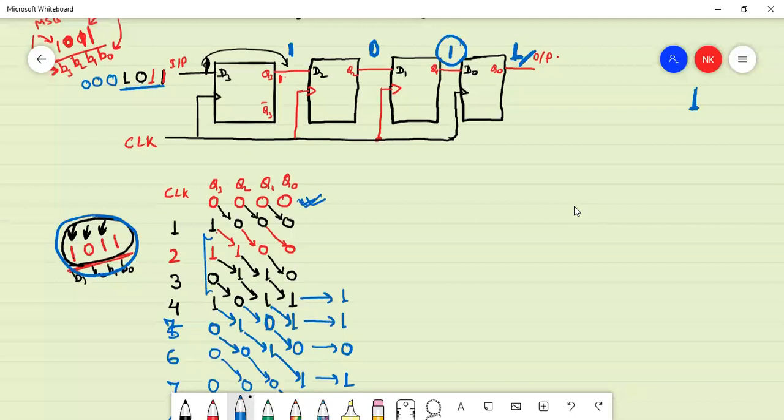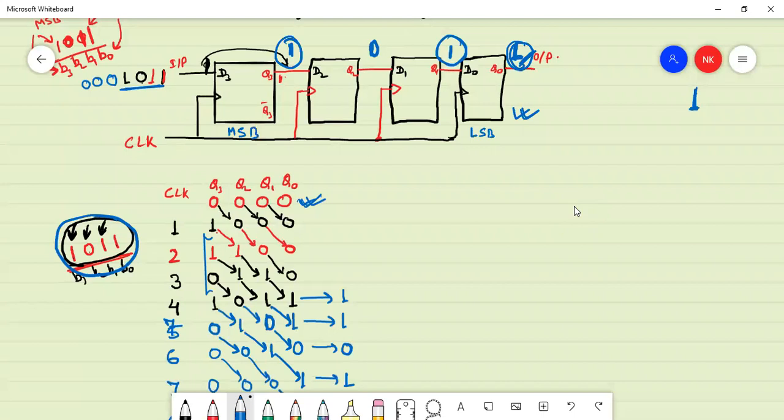Here, one thing I want to note is that the flip-flop on the very right side is known as the LSB flip-flop. As we can see, this one is the LSB bit and this one is the MSB bit, so this is the MSB flip-flop. Okay. So this is all about the SISO, that is serial in, serial out shift register.